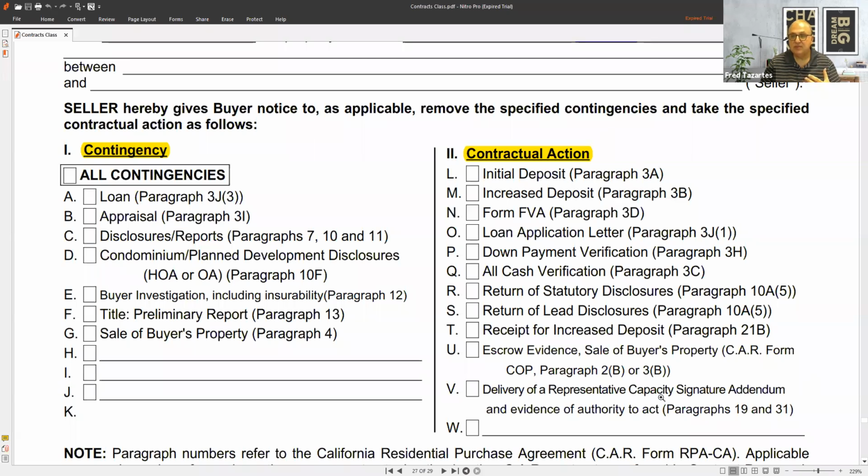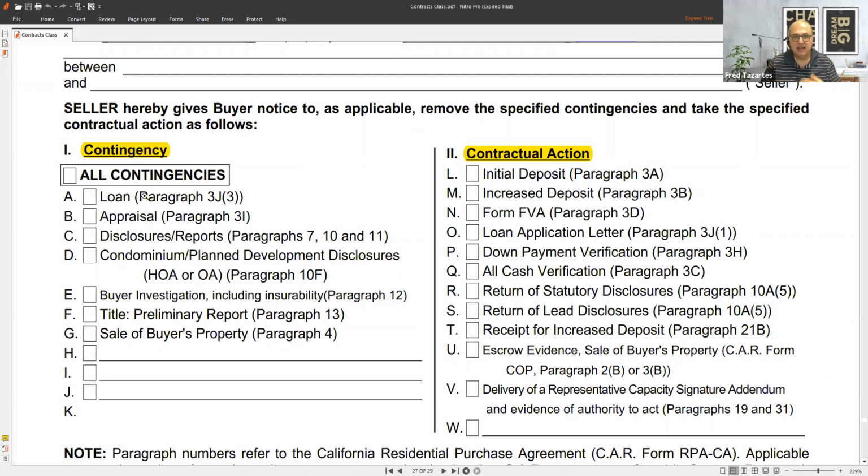Did they deliver the representative capacity signature declaration? This is a big one. We have deals that are in a trust, both revocable and irrevocable, and we don't have an RCSD to say who really can sign for this deal. So we don't know if we truly have a legitimate contract going.